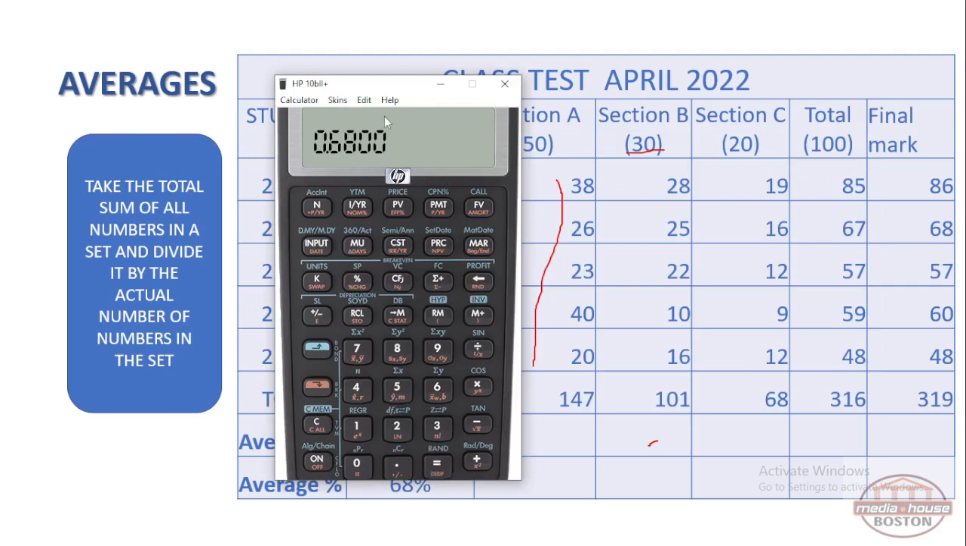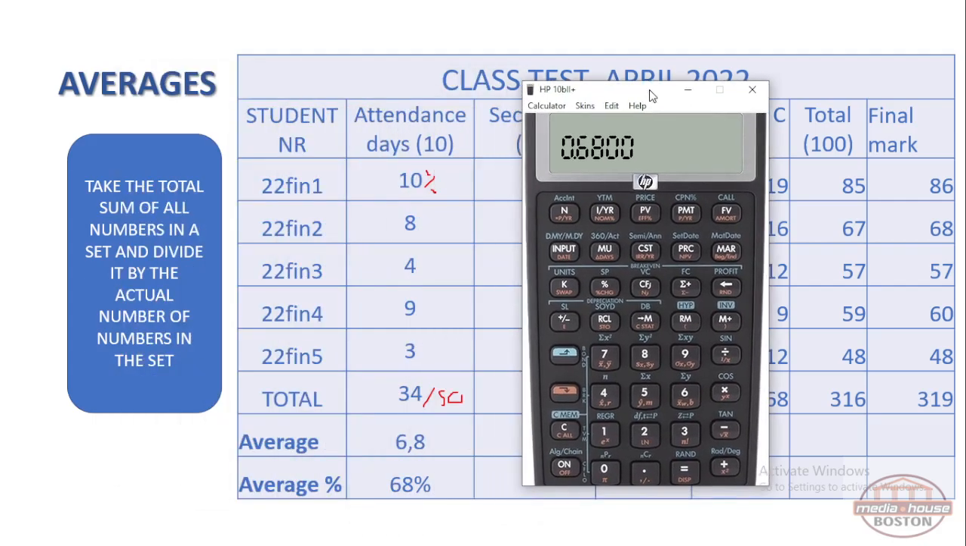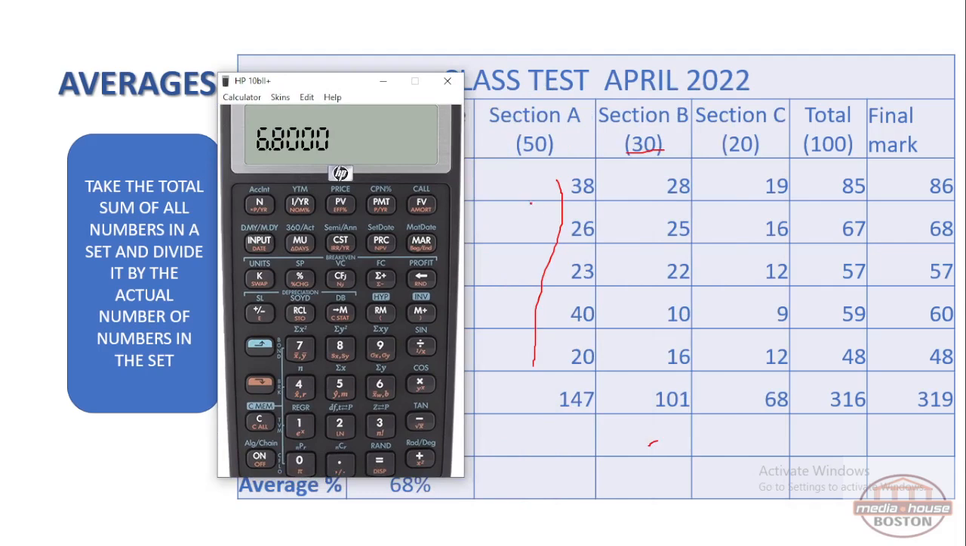That average automatically goes to percentage. So this one is already in percentage. If you see 0.68, it's equivalent to 68%. But since my information is based on 10, I'll just have to multiply this by 10 to get the base of out of 10. Then it will give me 6.8. Same applies to this one.